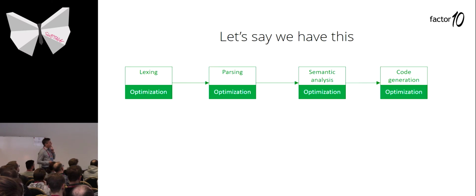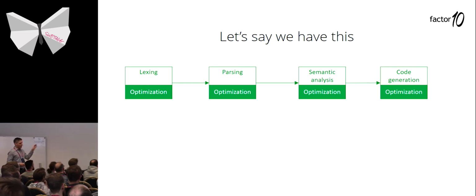As an example, let's say that we have this. How many of you write compilers? One? Only one? You should write more compilers. It's really fun. So typically when you write a compiler, you have a number of phases. And there can be more phases. It just fit 4 in here.